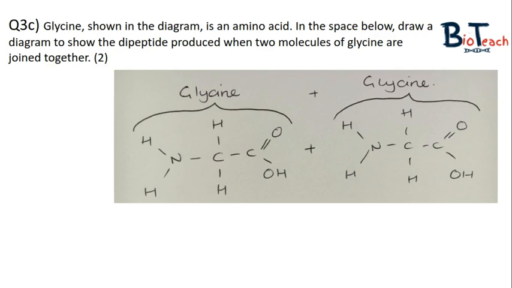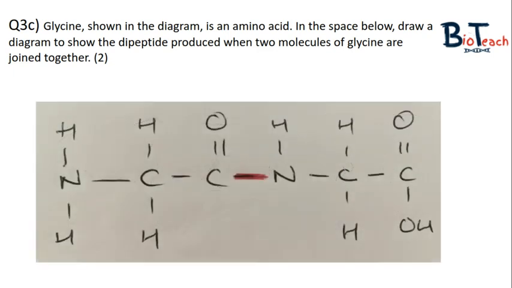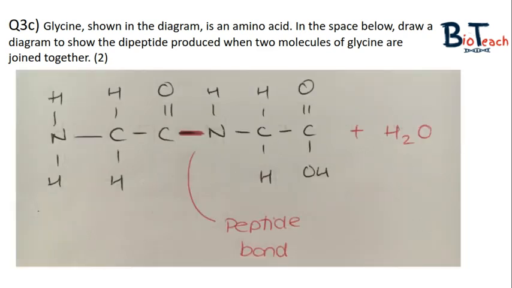The next thing I would do is draw a box around the hydrogen and the OH that are going to react together. And then I would draw the peptide bond between the carbon and the nitrogen. This is the structure of the dipeptide overall. I have changed the position of the hydrogens to be above the nitrogen and the carbons just for the neatness. I would also label this bond as the peptide bond, and I would add the H2O at the end to show that I understand that it's a condensation reaction and I understand the position of the bonding.